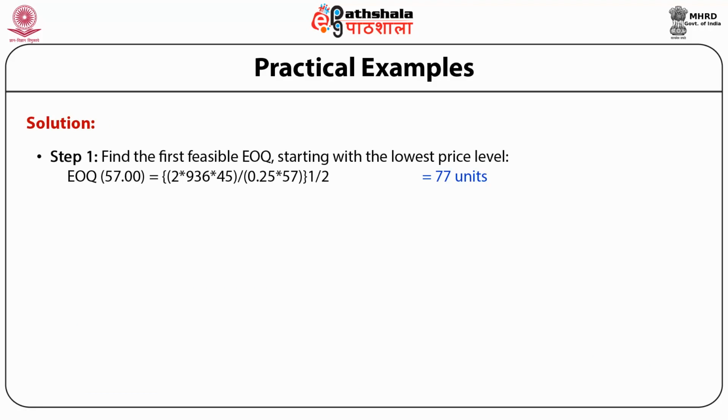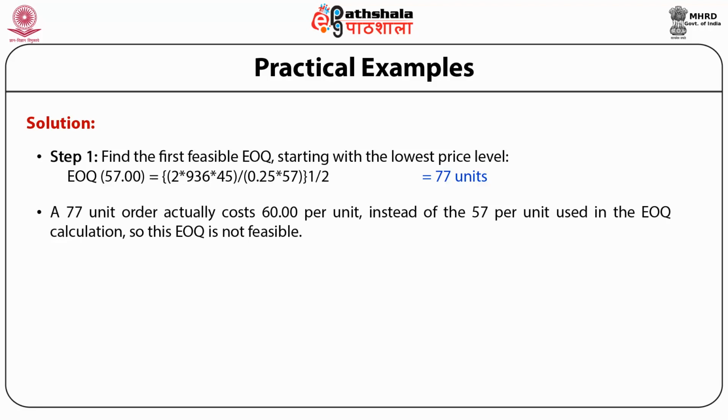Solution: find the first feasible EOQ starting with the lowest price level. EOQ 57 equals root of 2DS upon H, equal to 2 into 936 into 45 divided by 0.25 into 57, and its root equals 77 units. A 77 unit order actually costs 60 per unit instead of 57 per unit used in the EOQ calculation. So, this EOQ is not feasible.